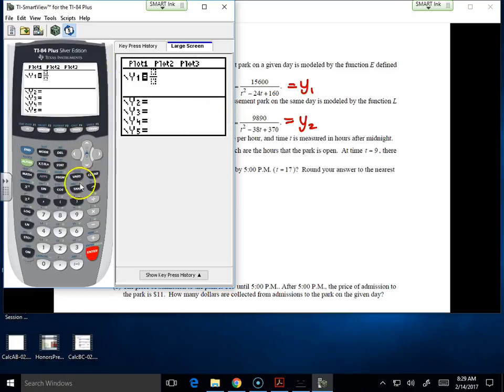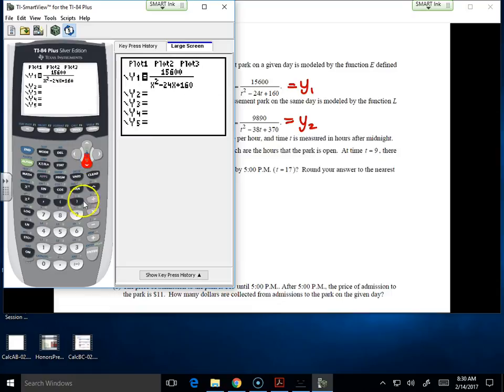Okay. This is positive 15,600. Sorry, it's an equals before, right, guys? Not a negative. Okay. All over t squared, we can use x, no big deal. Minus 24t, minus 24x, no big deal. Plus 160. You can always use the alpha stuff if you're on the home screen, but in function mode, you always have to use the variable button or else it's going to get lost.